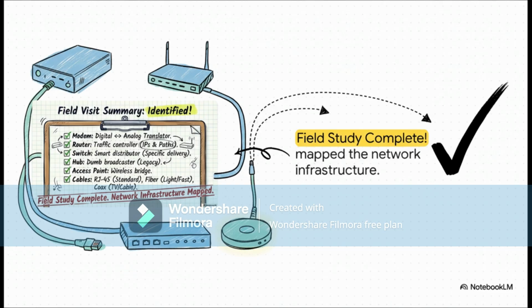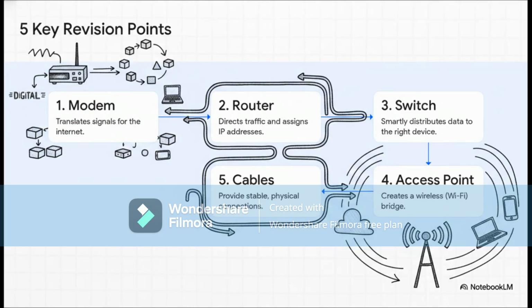Now, let's just boil this all down into the key revision points. If you remember nothing else from today, please remember these 5 points. This is your ultimate revision list. Number 1, modem translates. 2, router directs. 3, switch distributes. 4, access point makes it wireless. And 5, cables connect it all physically.